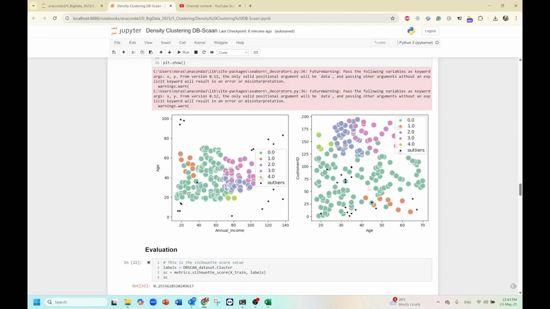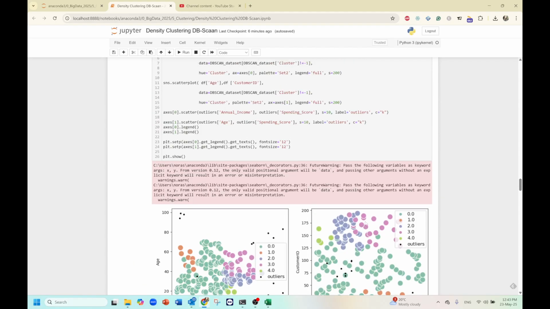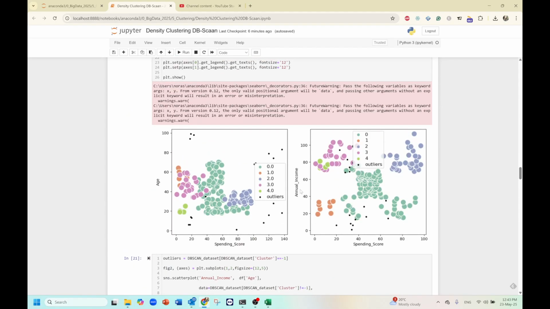These guys are a little bit above 40, and they have high annual income, but they don't spend too much. These have high annual income, they are younger, and they spend too much. And these guys are in the middle, you see? These guys are the transition between this and this. So that's quite interesting, isn't it?